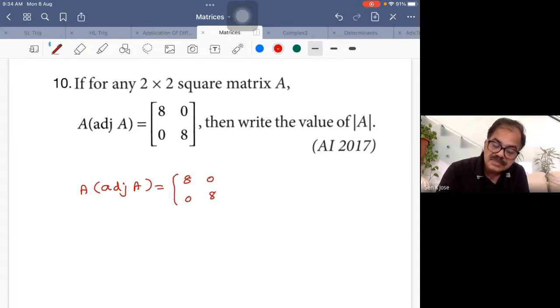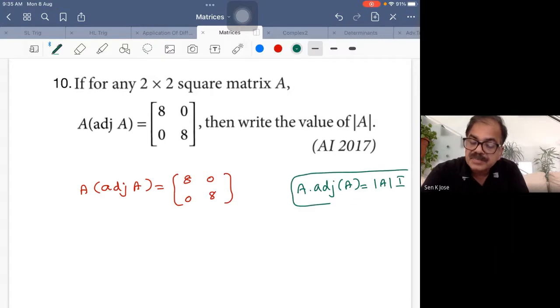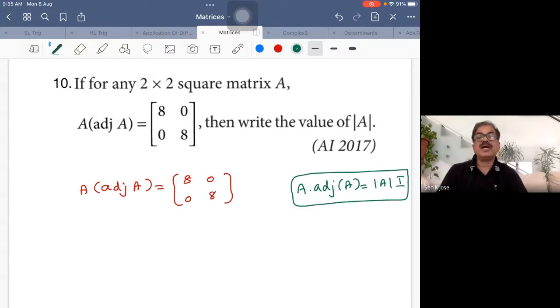8008. But A into adjoint of A, this is the result. I'm going to write the result again for you. So A into adjoint of A is equal to determinant A times I. That's the result. A into adjoint of A is determinant A times I. It's all about knowing these small results. A into adjoint of A is determinant A times I.